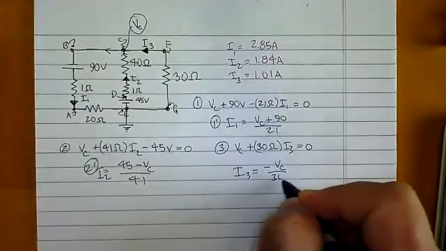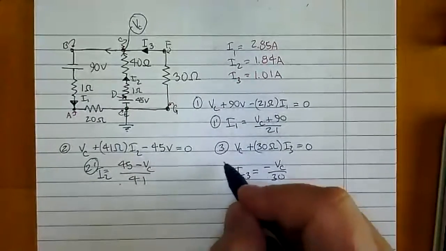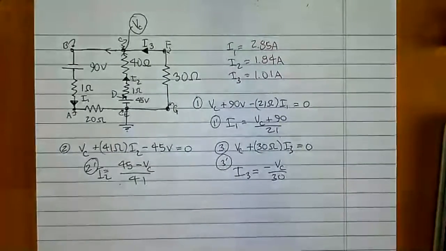Now, we do know from the previous way we solved this problem that all the current directions were chosen correctly because they all came out positive.